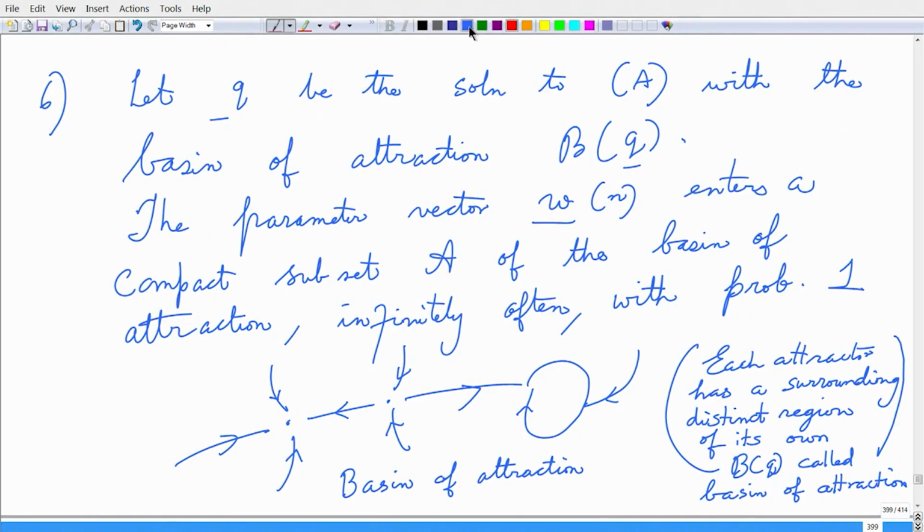Now, I have these points that I mark as blue dots, they are like my attractors, and there is a trajectory around these attractors, and this region around the attractors is distinct, and this is called the basin of attraction.